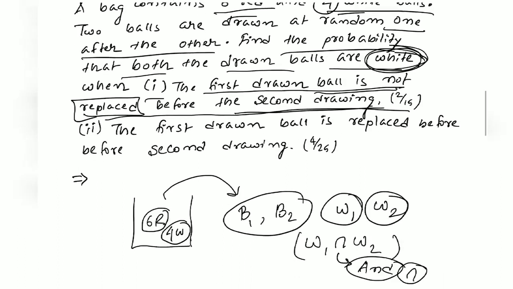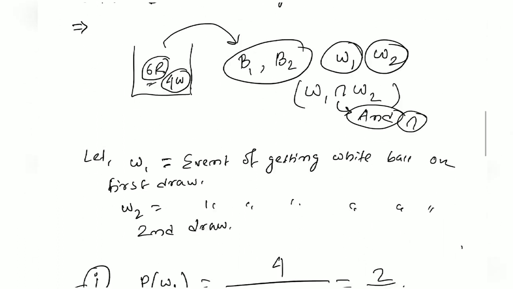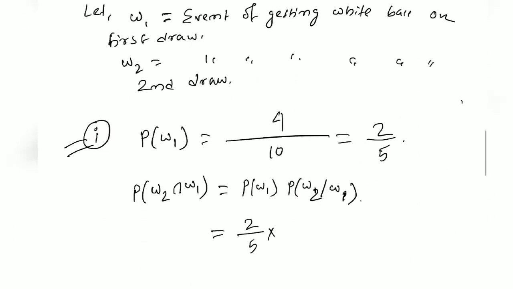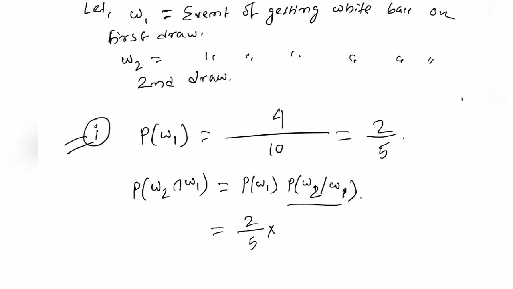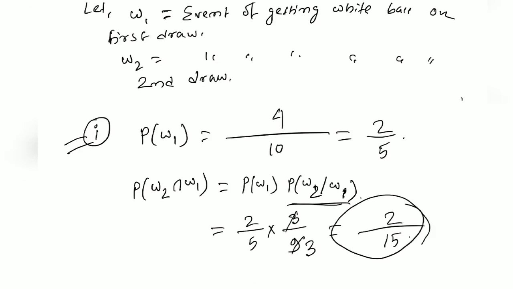Okay, it's not replaced, which means we are having 10 balls over here, then one white ball is out. So we are having now 9 balls and white ball is only 3, so we are having this 3 by 9. Obviously P of W2 given W1 is 3 by 9. You just have to simplify it so that you can get 2 by 15. So that's the result.